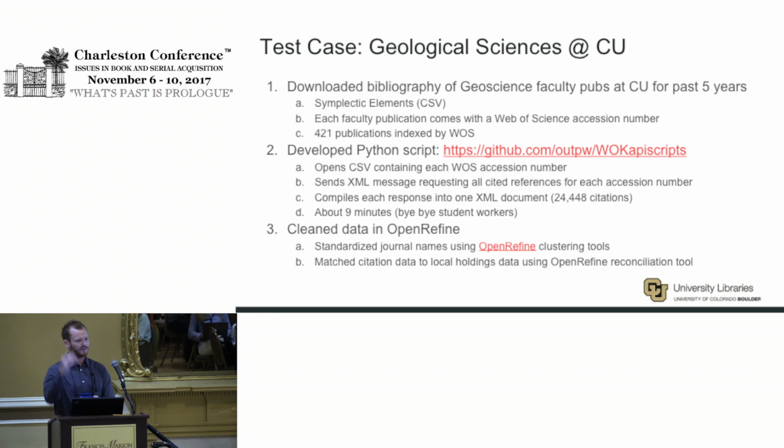Basically, the script opens up a CSV. That CSV has all of those Web of Science accession numbers listed. It inserts that accession number into an XML message and sends the XML message to the Web of Science API. I get back data in response, and as they're coming in, they're all appended into one giant XML file. So for this case study, I wound up with 24,448 citations. If that's not the largest citation study ever, my next one will be, I promise.